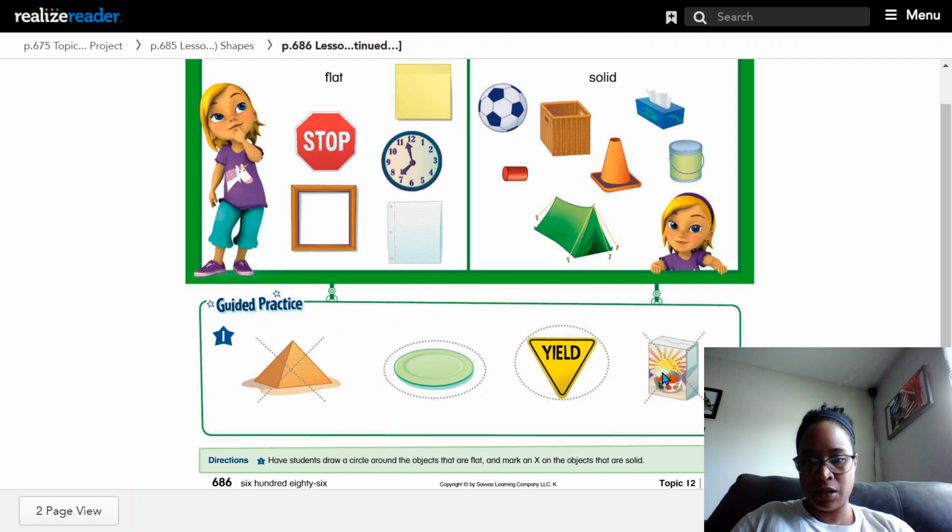And does that look like a flat shape? Can we only see one side to that shape? Let's count and see. I see the front, 1. I see the top, 2. And I see this right side here. That would be 3 sides. So is this one a 2D flat shape or a 3D solid shape? Good, 3D solid shape. So they put an X on that because they wanted us to put an X on the 3D solid shapes and they wanted us to circle the 2D flat shapes. Okay, let's go to our next page.